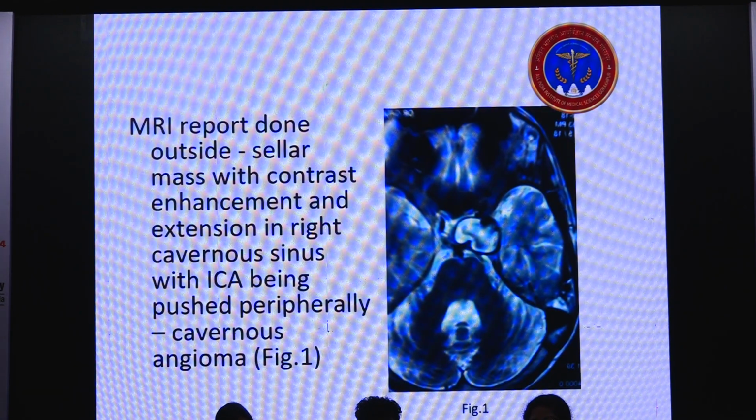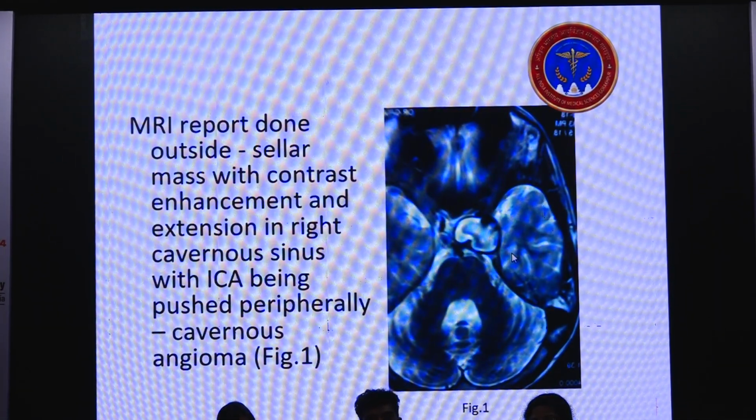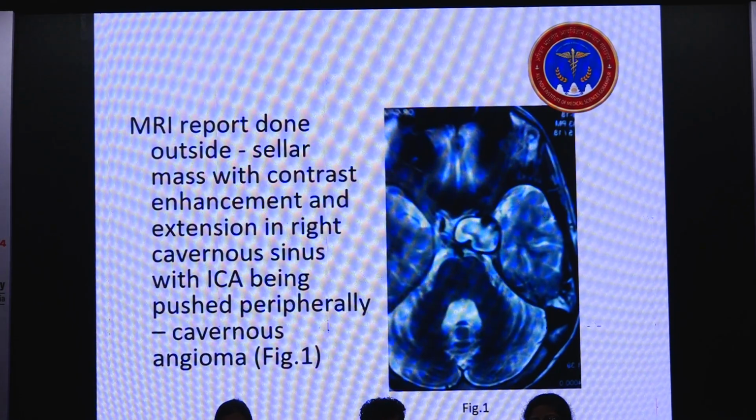MRI report done outside showed a sellar mass, as you can see here, with contrast enhancement and extension in the right cavernous sinus with the internal carotid artery being pushed peripherally. So the diagnosis of cavernous hemangioma was made.